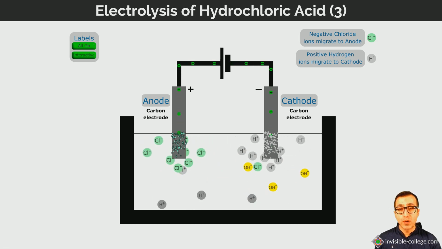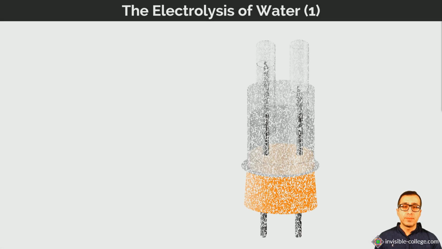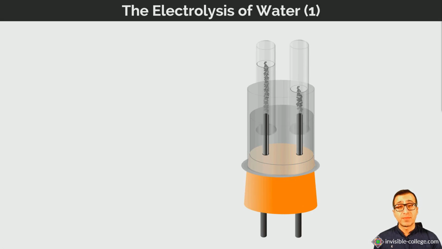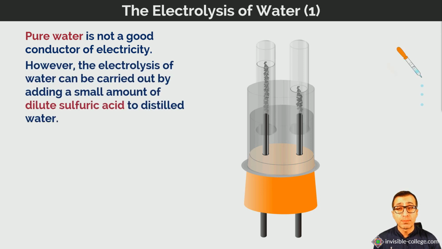So what happens when we electrolyze water then? So pure water is actually not a very good conductor of electricity. However, the electrolysis of water can be carried out by adding small amounts of dilute sulfuric acid to distilled pure water. So once we do this, we can actually electrolyze water into hydrogen and oxygen.